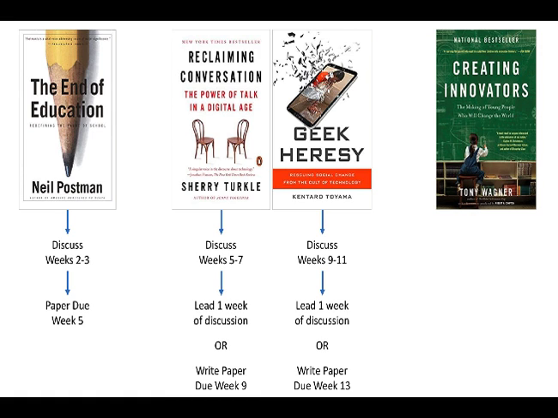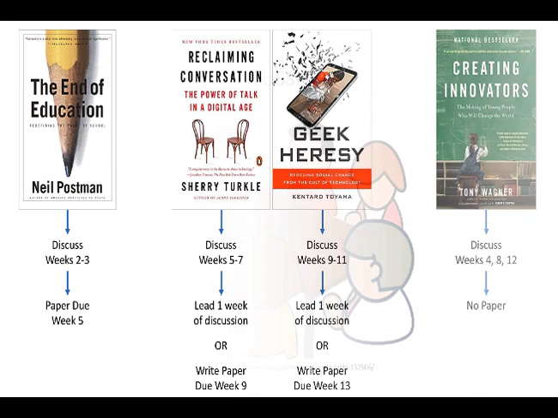Then interspersed throughout the semester, we'll read bits and pieces of Creating Innovators by Tony Wagner. And this will be discussed in weeks 4, 8, and 12. And there is no paper for this book.